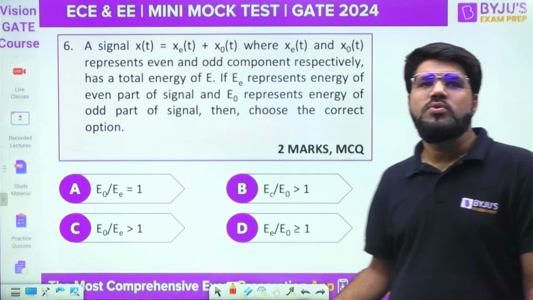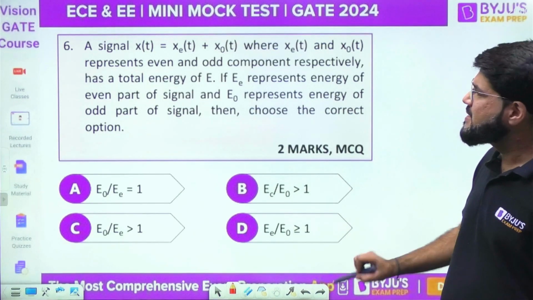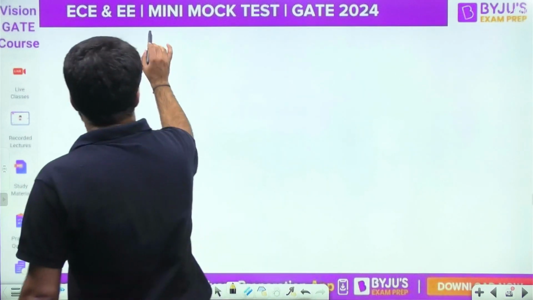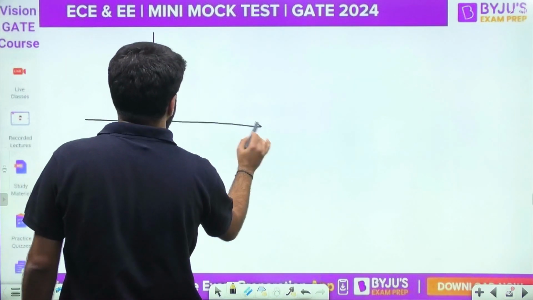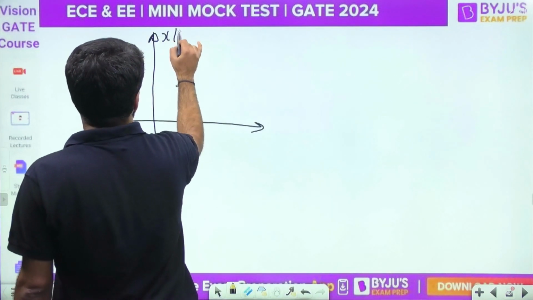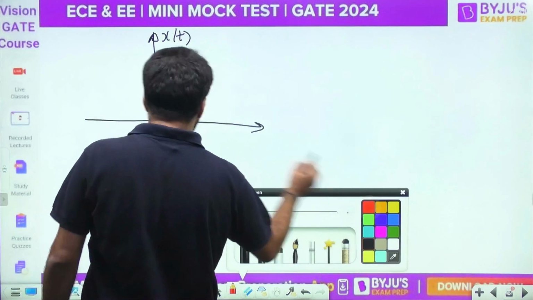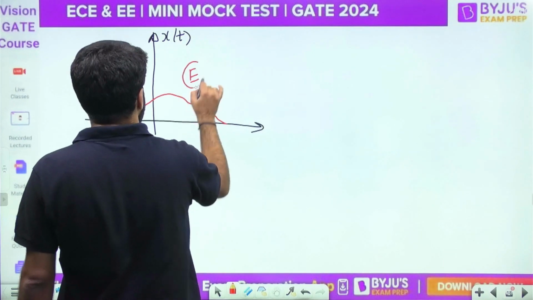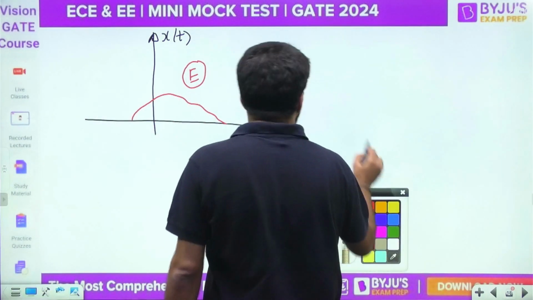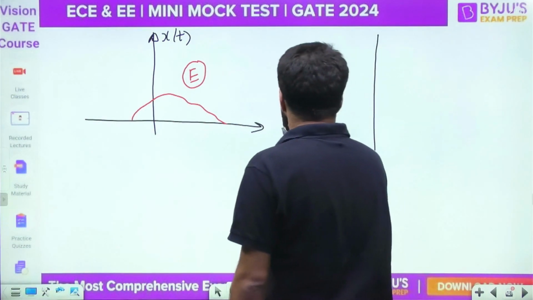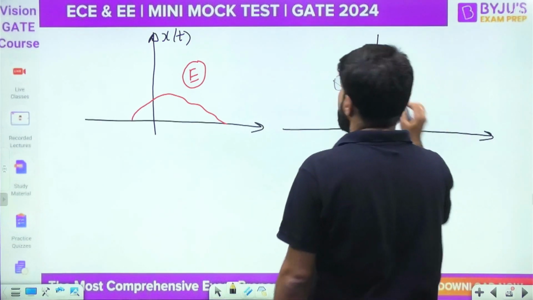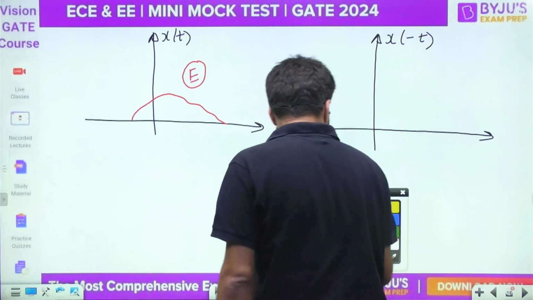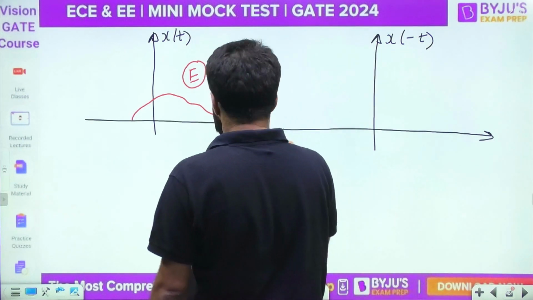So we need to compare whose energy is more actually, and x(t) energy is known to me. In general, suppose a rough example, let me take this is the signal x(t) at random, and this has some energy content E. What is going to be x_e and x_o? For x_e and x_o, you also need x(-t). So what will be its mirror image?